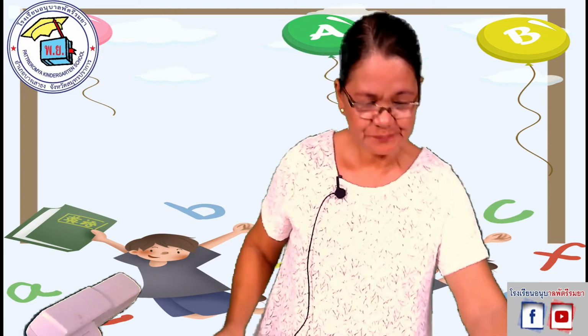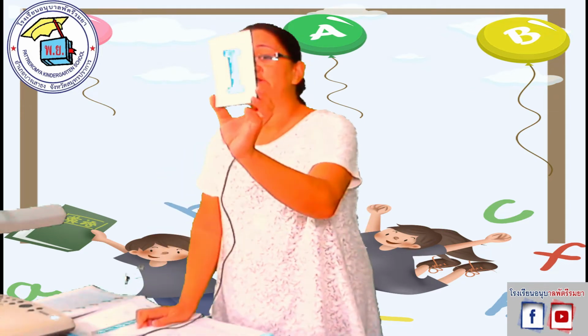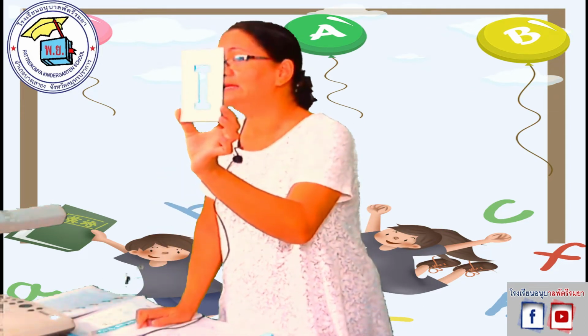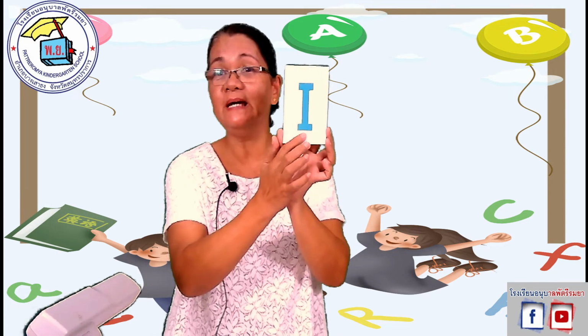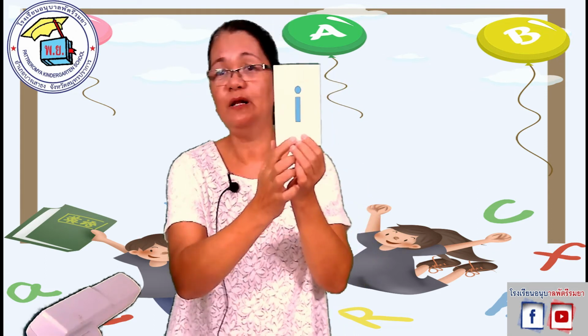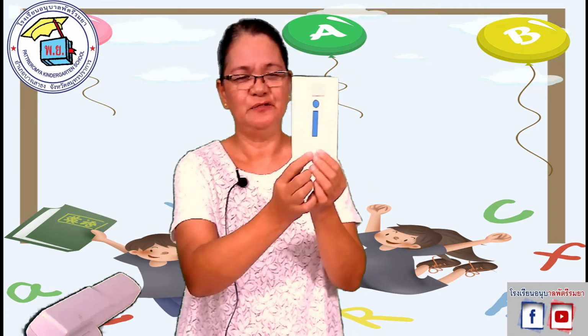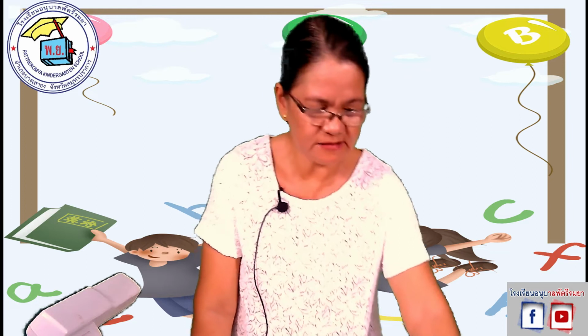Okay. Next. Do you think what is the next letter? Oh no, the C is not a vowel letter. The next is the letter I. This is the big letter I, and this is the small letter I. So this is the next and the third one in the vowel letters in the English alphabet.